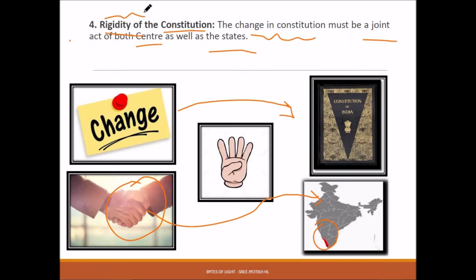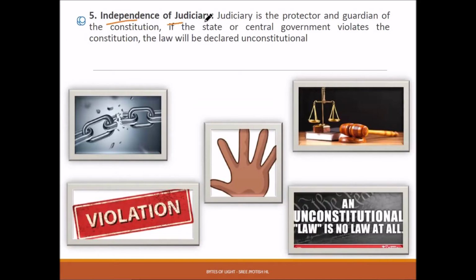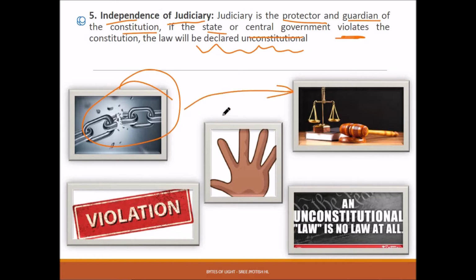Coming to the fifth and the last test, independence of judiciary. That is, judiciary is the protector or guardian of the constitution. The judiciary guards the constitution, and if the state or central government violates the constitution, then the law will be declared unconstitutional. Our judiciary is independent, and if the center or the state violates the constitution, then that particular law shall be declared unconstitutional, or the law is no law at all. So these were the 5 tests.